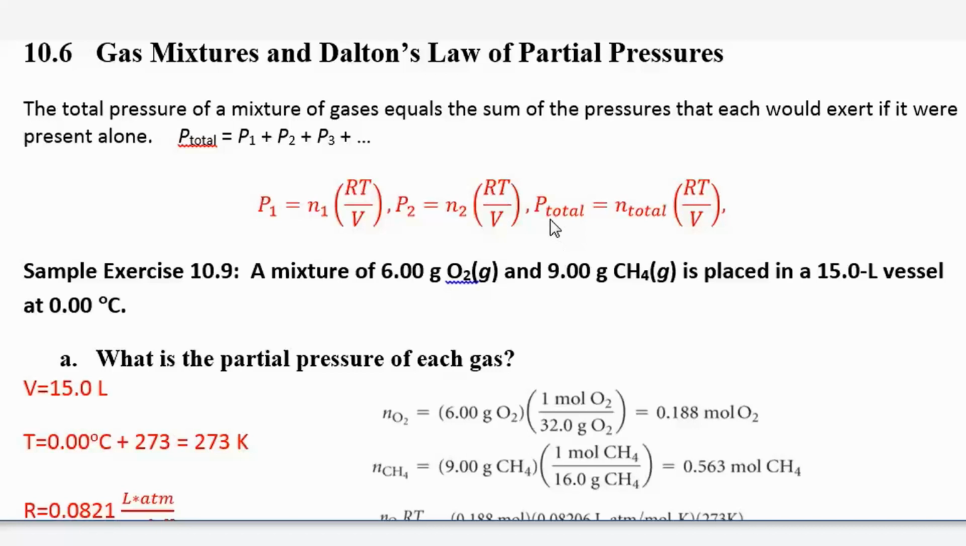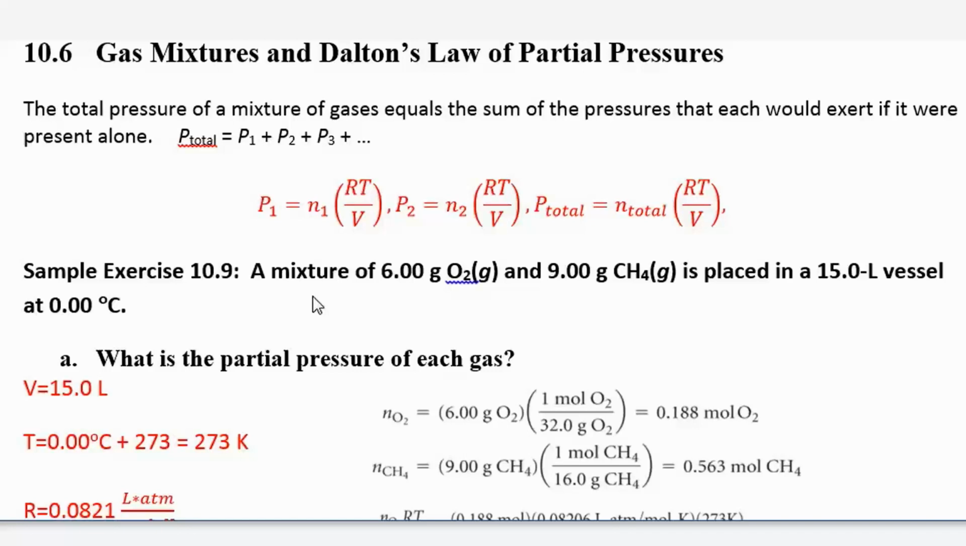Or if you're looking at P total, then you have to use the total moles, N total, times RT over V. But RT over V is going to be the same whether you're talking about gas 1, gas 2, or all of them together. So really there's this relationship between pressure and moles that we're going to get back to in a little bit. We'll look at the mole fraction. But let's try to use this idea of partial pressures to answer this question.